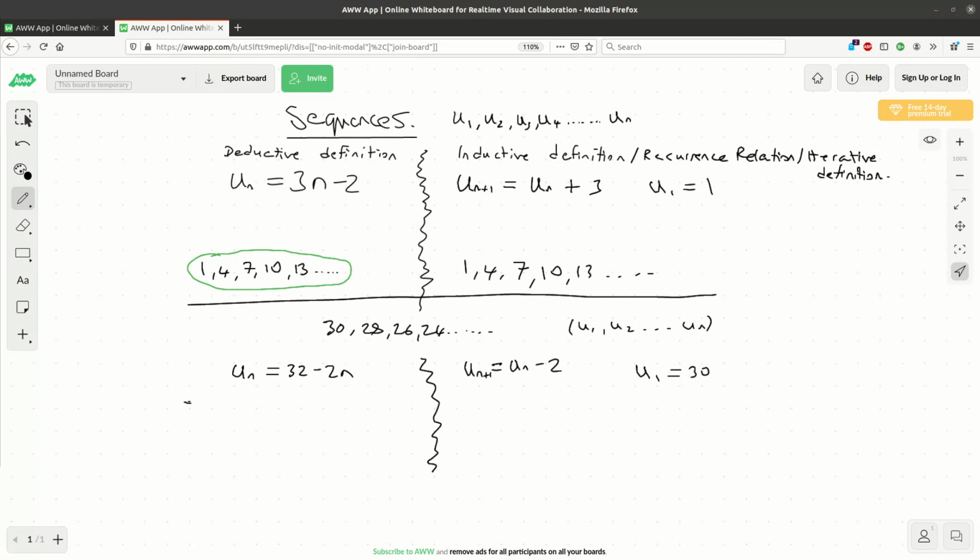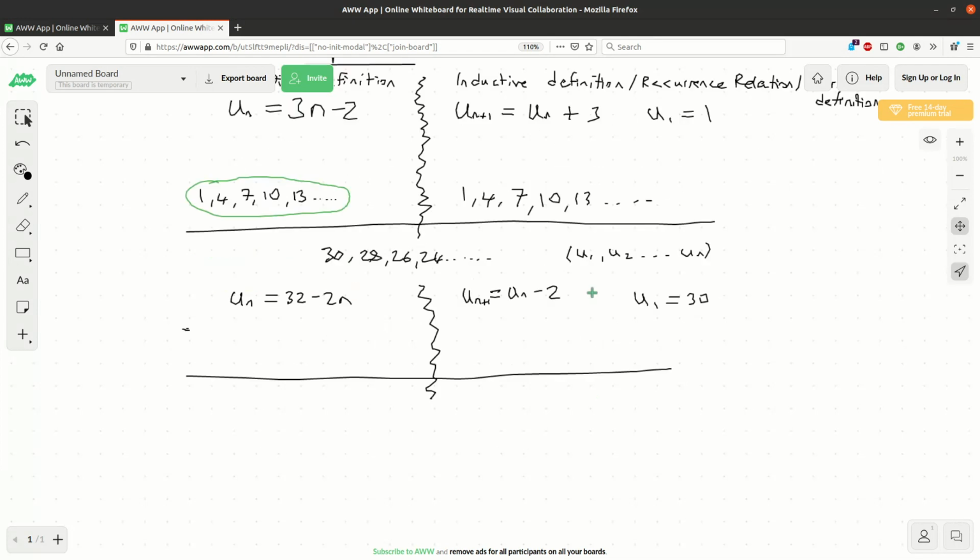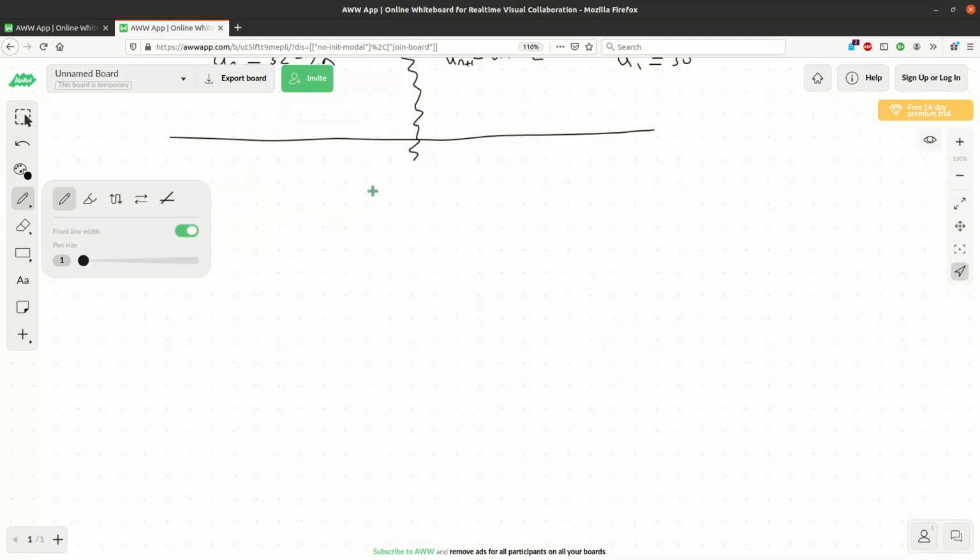Sorry, I just dropped my pen there. Let's do Fibonacci now. And I'm still going to break it up into inductive and deductive definitions, just so you see they're just two ways of defining the same sequence. Okay, so Fibonacci looks something like this. 1, 1, 2, and it depends actually. Some people like to start at 0. I think we should possibly start at 0, maybe. Yeah, let's start at 0.